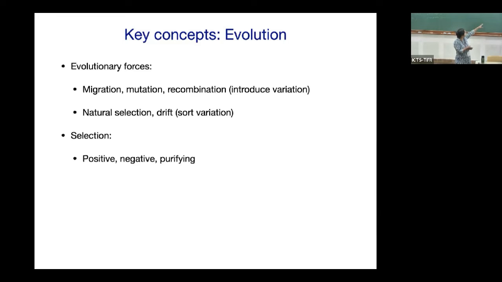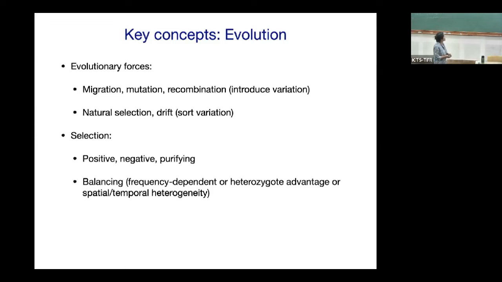Whereas positive and negative selection are general terms used to say what kind of selection is acting in a population at a particular phenotype, for example, for a particular phenotype. Okay, you can have other kinds of selection that are defined. Again, you'll hear much more about this in detail later.